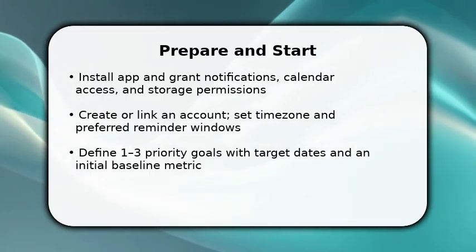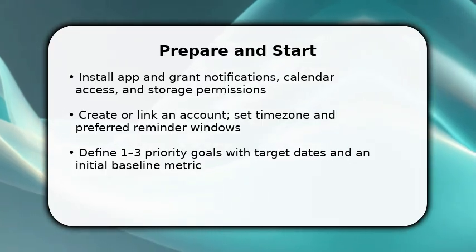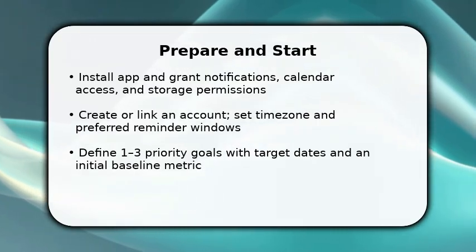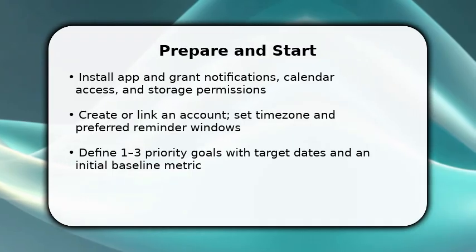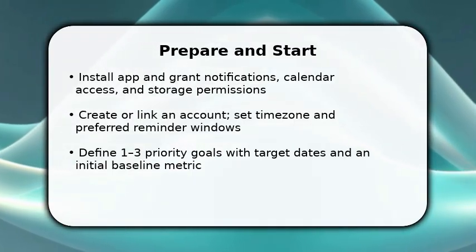Next, add 1 to 3 priority goals, give each a clear target date and an initial baseline metric so progress is measurable. This first step prevents vague intentions. You're making goals quantifiable and schedule-aligned, which the app needs to provide useful prompts and tracking.